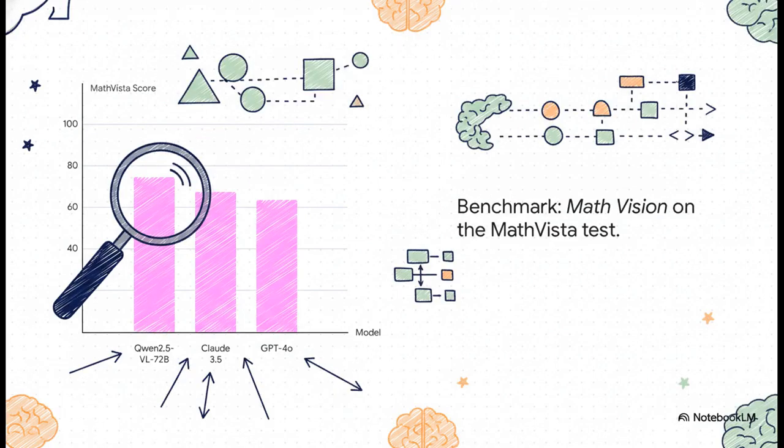All right, next up is a really tough one, visual math reasoning. This is where you show the AI a chart or a diagram and ask it to solve a math problem based on what it sees. And once again, Qwen posts the leading score, 74.8. That's a pretty significant jump over the competition.